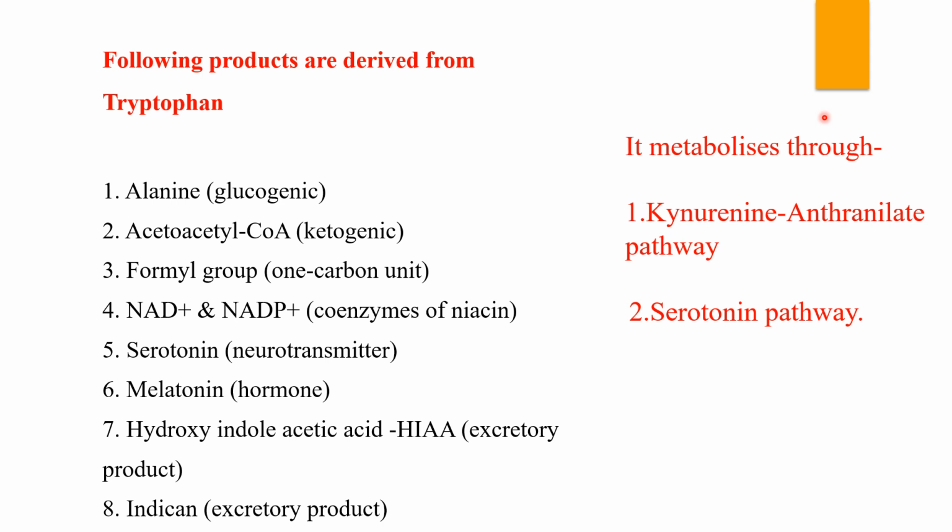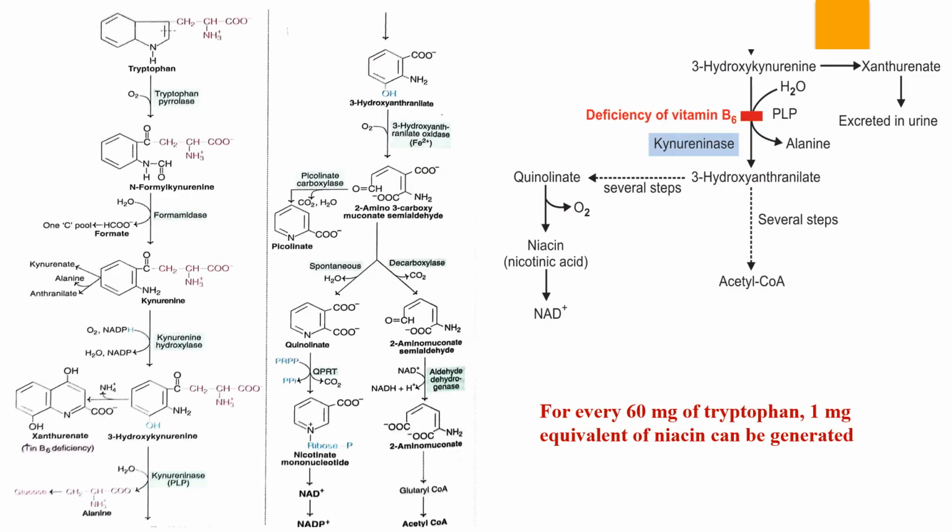And as far as its metabolism is concerned, it is metabolized through two pathways. One is the kynurenine anthranilate pathway, and the second one is the serotonin pathway. So let's see the kynurenine anthranilate metabolic pathway of tryptophan, which is important for production of so many biologically important products like alanine and niacin, acetyl coenzyme A, etc.